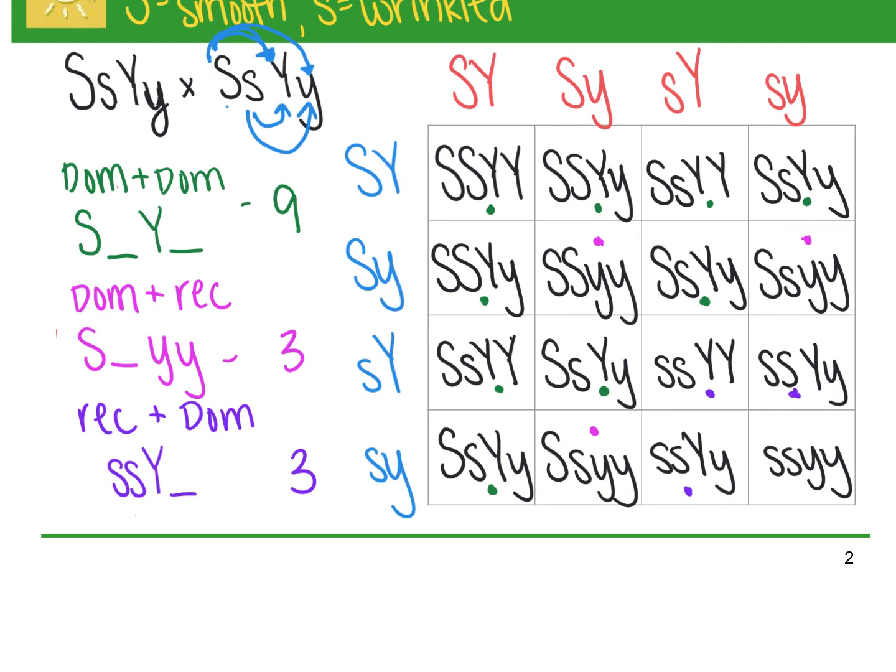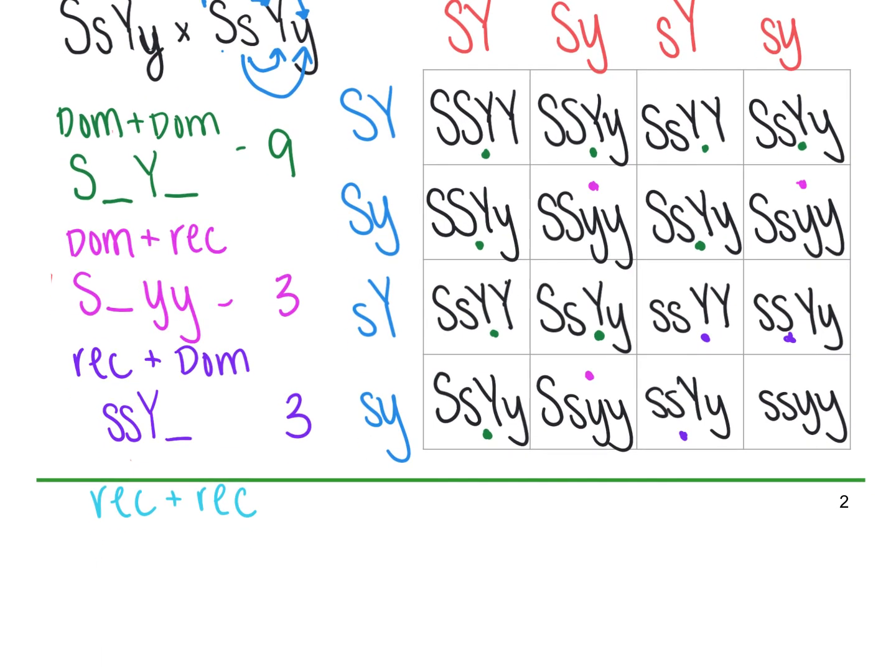Okay, and then what do you think comes last? Recessive. Good. Recessive and recessive. What would the letters look like for recessive? Okay, all lowercase. How many boxes are little s, little y? Okay, 1. So now, do you see our vertical numbers over here?